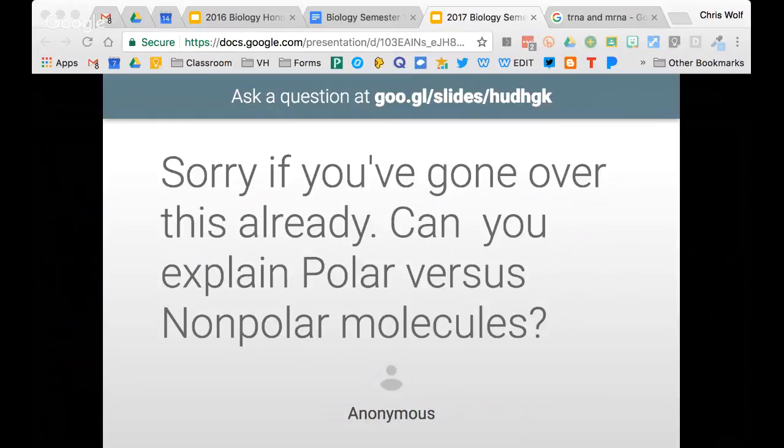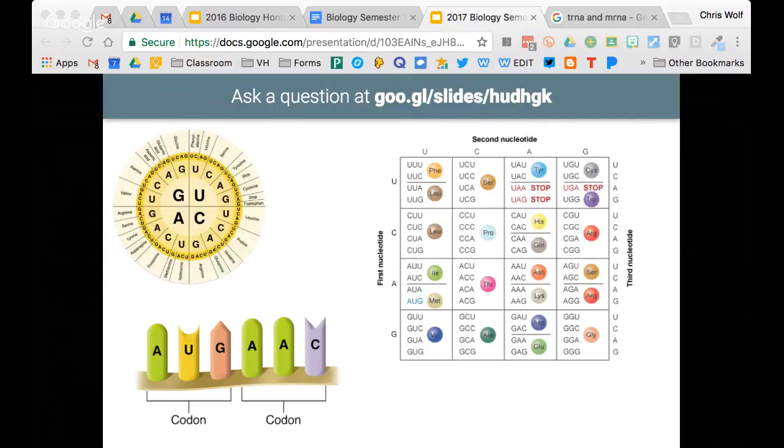This concept is not going to be found on the Reg Bio final, and not even on, well, a little bit on the honors final, but that review session will take place tomorrow night. So this must be an honors biology student asking this. What polar versus nonpolar molecules are is not going to be on the regular biology final.